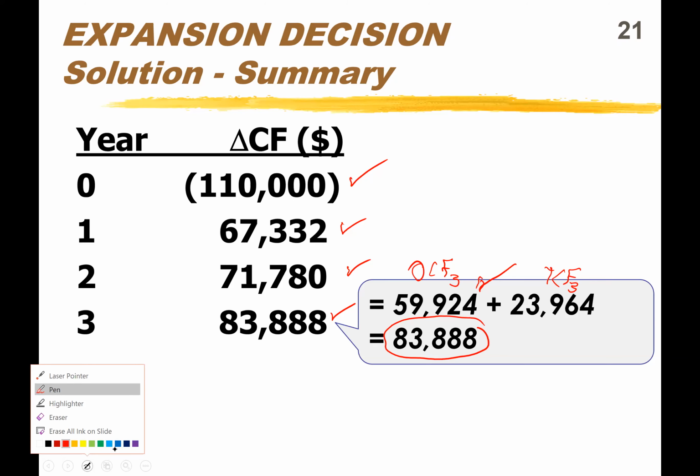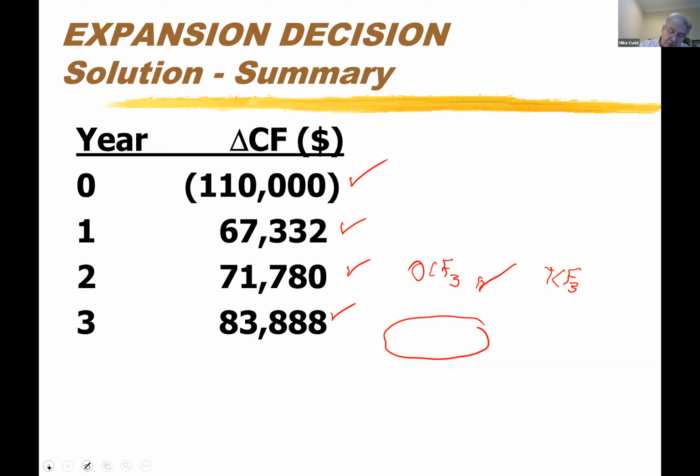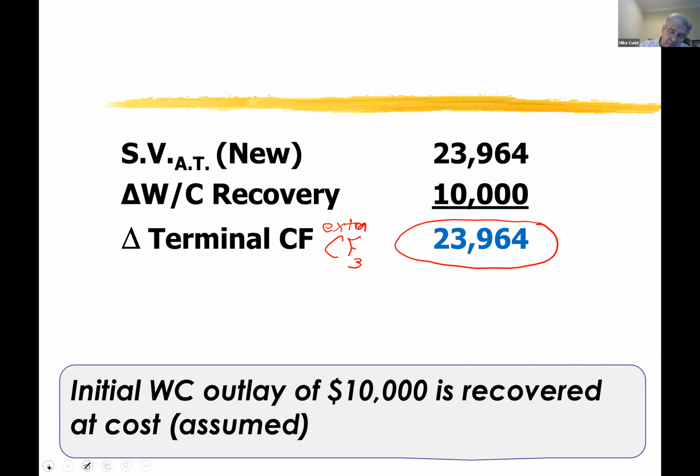On the previous slide, the 10,000 didn't affect the 23,964, I don't believe. So would that be added to it to be 33,964? It should be. Thank you. You bet it should.